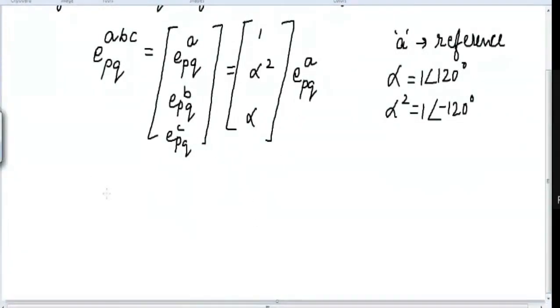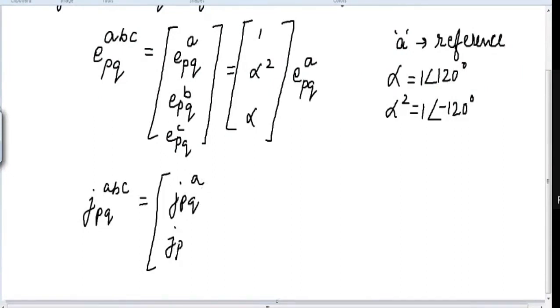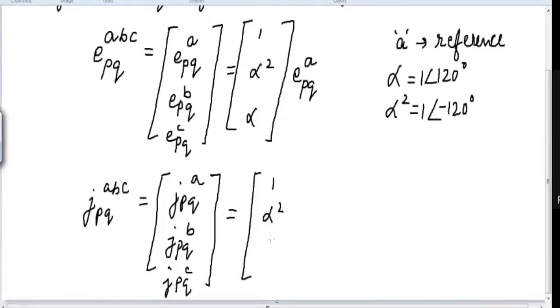Similarly, if I write in the admittance form, what we can write here is JPQ ABC is equal to JPQA, JPQB and JPQC. Again, this will be equal to 1 alpha square alpha multiplied by JPQA. Again, I have taken A as reference. Okay, so this is what we can understand from these two performance equations.